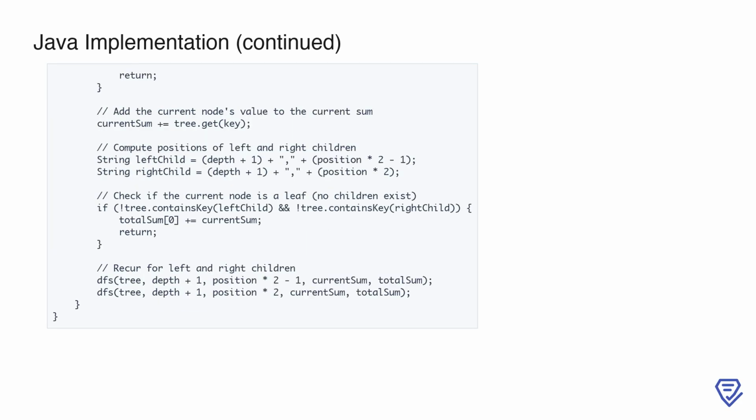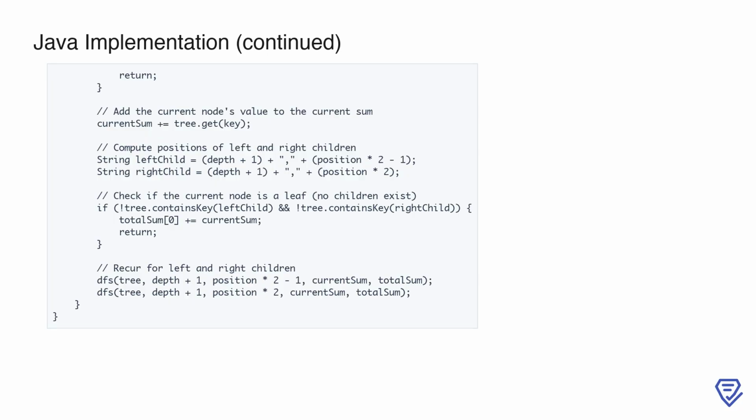The DFS function begins by constructing a key for the current node using its depth and position. If the key does not exist in the tree map, this means the current node does not exist in the tree, so we simply return. Otherwise, we add the value of the current node to the cumulative sum, current sum. Then, we calculate the keys for the left and right children of the current node.